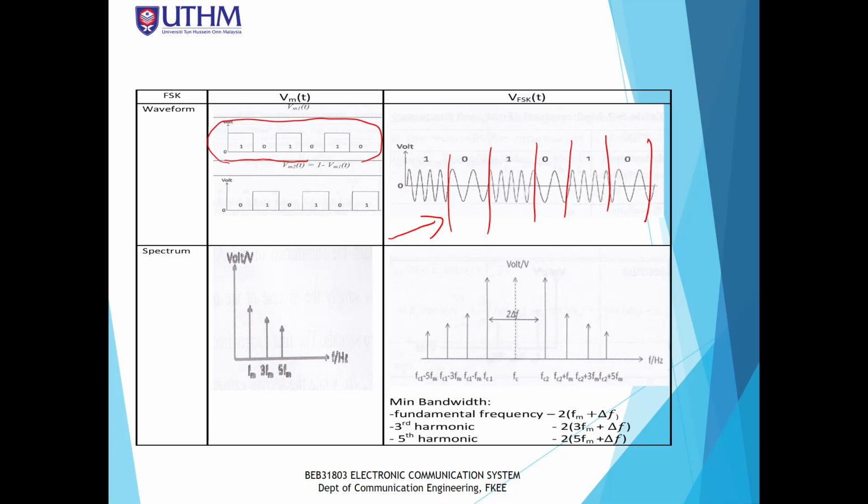And if you see from the perspective of bandwidth, for the FSK we can use Carson's method, which is 2 times Fm plus delta F. So it depends on how many harmonics are in the input. If the harmonics go up to 5 harmonics, like in this example, that means our formula for the bandwidth is 2 times 5 Fm plus delta F, because we're going to have upper and lower sidebands. So this follows Carson.